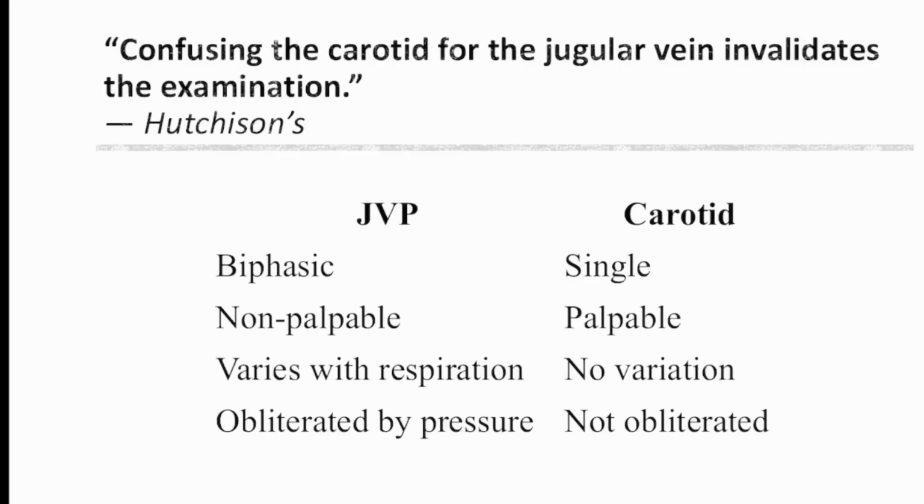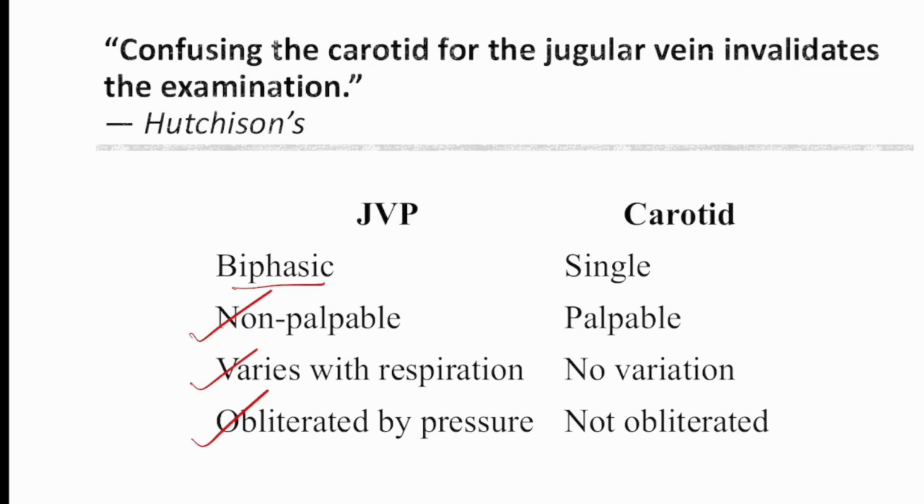Confusing the carotid for the jugular vein is a common problem. So how do we differentiate a jugular venous pulsation from a carotid pulsation? Most important, the JVP is sinusoidal in nature. At least two waves are there. It is wavy and better seen than felt. It changes with respiration and other maneuvers. It can be obliterated with pressure. And again, in addition, you can see that the JVP collapses inwards.